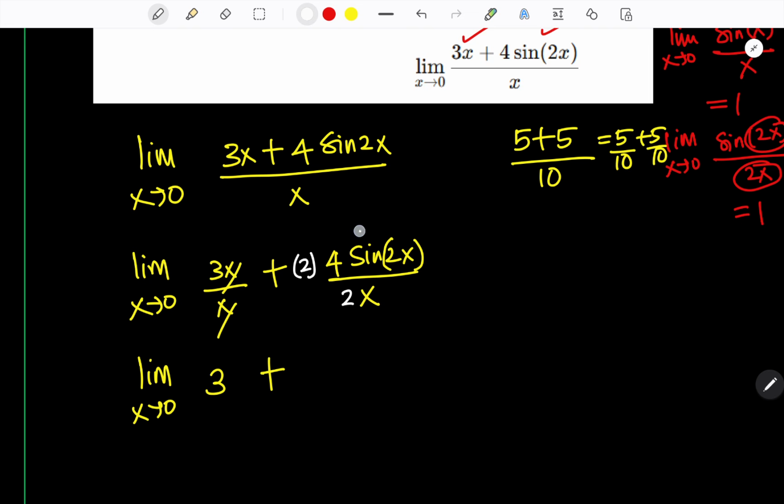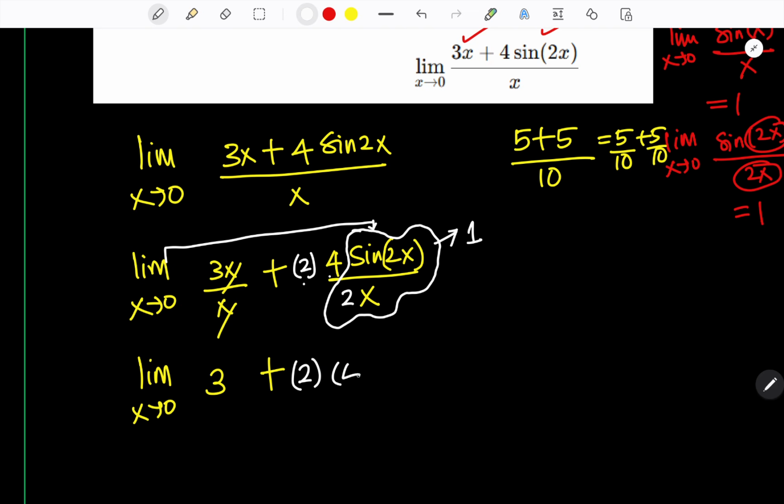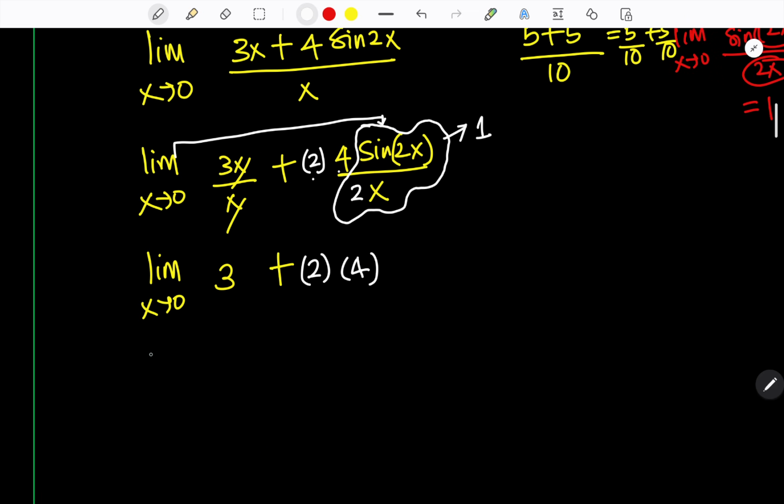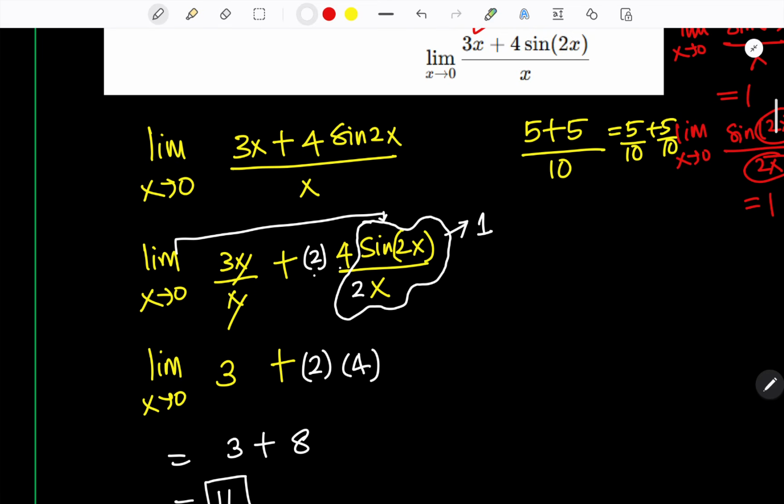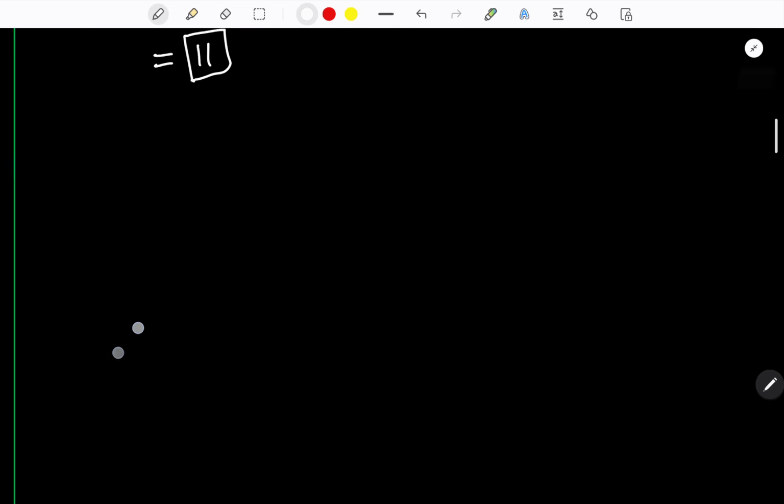So what happens when the limit x goes to 0? Sine 2x over 2x, when the limit x goes to 0, the value is equal to 1. So 4 times 2, multiplying by 2 here and dividing by 2 here. Therefore the limit is gone, and now we find the value: this equals 3 plus 8, which becomes 11. So the main idea is you need to bring the same angle value on the down. Keep this in your mind. This is the main logic we have to use.